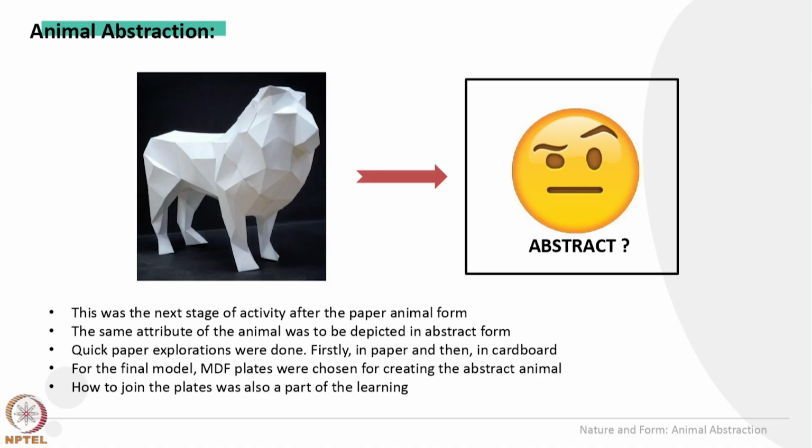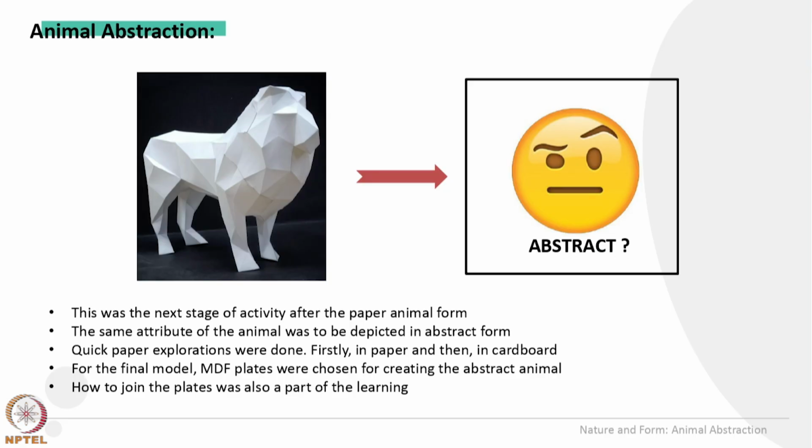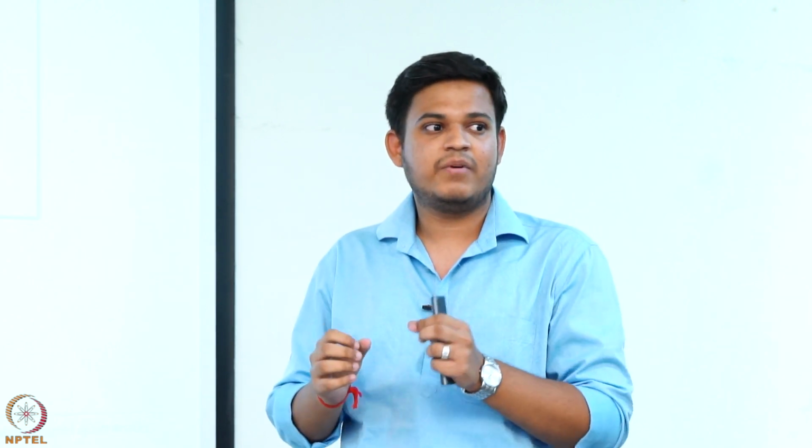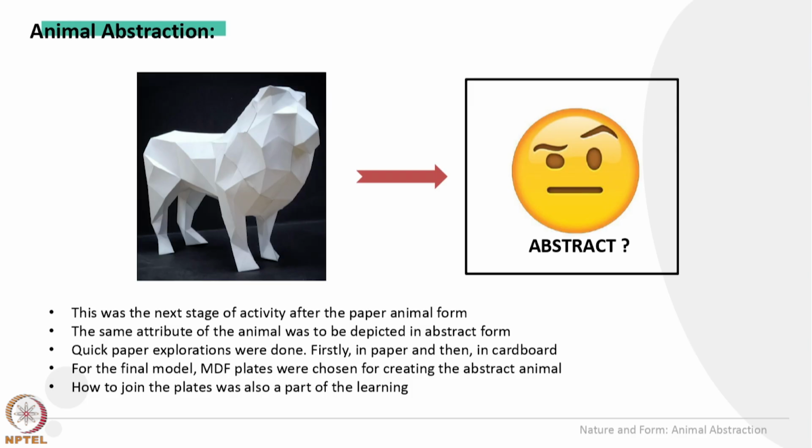Then comes the animal abstraction. This is the second part after the paper animal. We had to use the same attribute of the animal, but depict it in a more abstract form, in such a way that the animal should be visible the least. The process was that we first made quick explorations in paper, then in cardboard, and then we finally laser cut it in 3D on the MDF sheets and pasted them together.